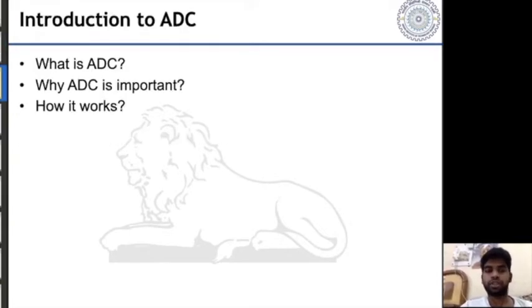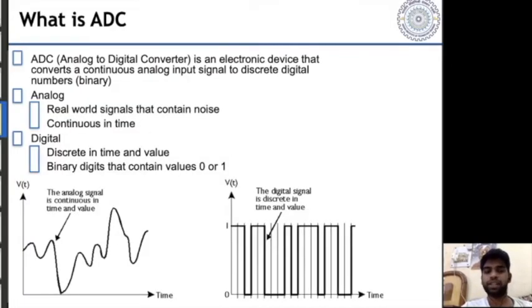For introducing ADC, I will be telling what ADC means, why it is important and how it works. Mainly, ADC is a simple electronic device that converts a continuous signal to a discrete digital signal. Analog signal, you must be knowing, is a real world signal that would be containing noise, and digital signal is a discrete time and value signal. And here you can see the graph of analog and digital signal both.